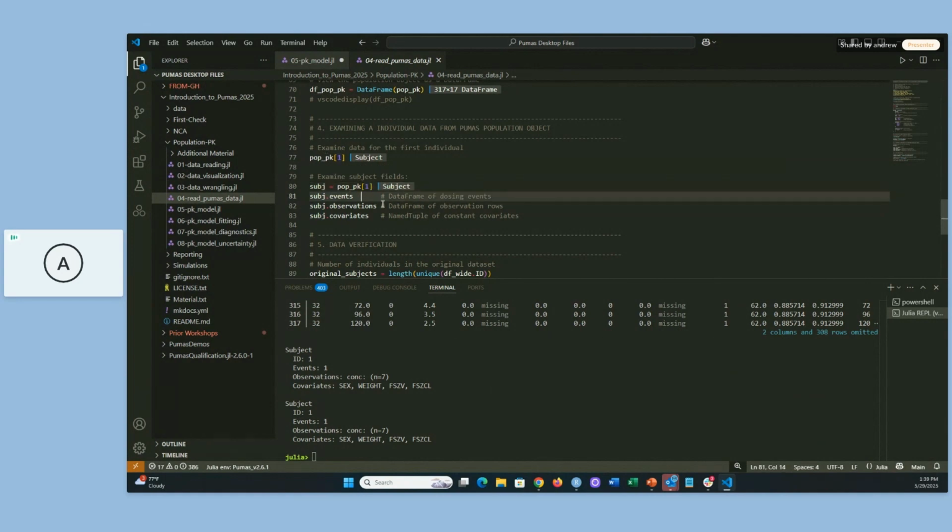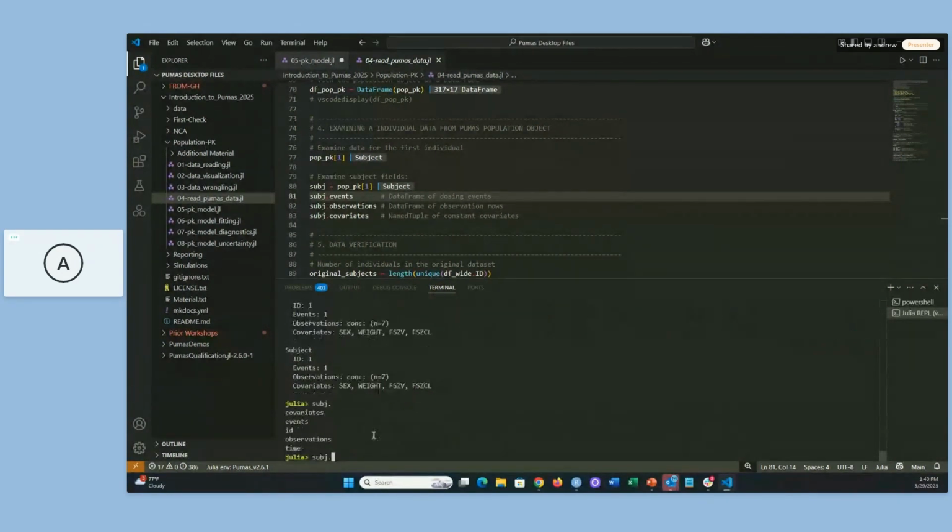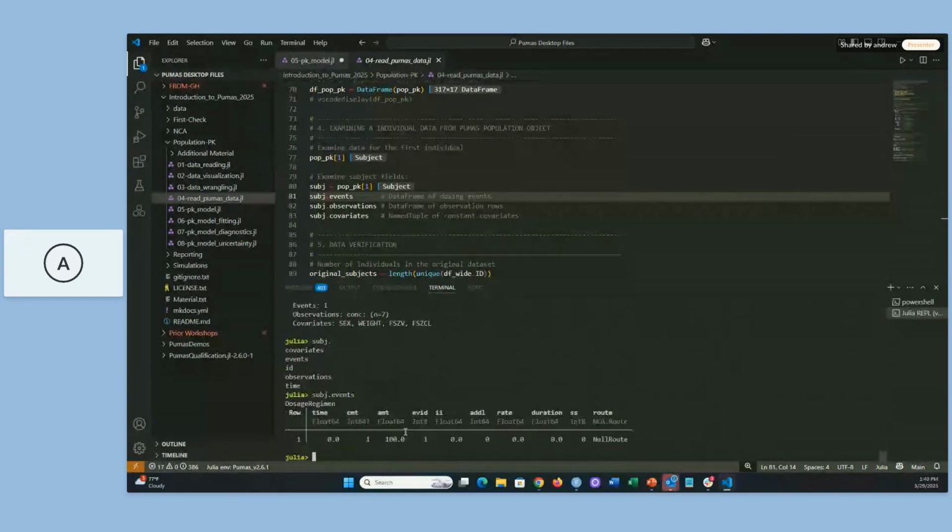And actually, I did forget to mention this. If you don't know what options are available, sometimes with keyword arguments, if we write out subject dot, and then I hit tab twice, it gives you a listing of what's available as a possible option afterwards. So we can type in, okay, that's an option. So let's look at the events.